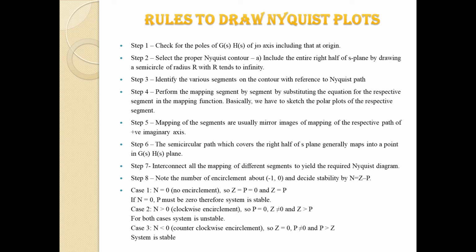And for the third case, when n is less than 0, that means counterclockwise encirclement, then Z is equal to 0 and P is not equal to 0 and P is greater than Z. In both cases, P not equal to 0, P greater than Z and Z equal to 0, the system will be stable. So these are the rules to draw the Nyquist plot and find out the stability from the Nyquist plot.